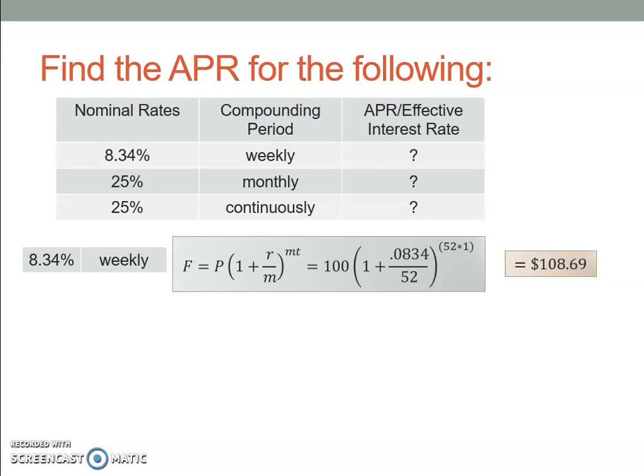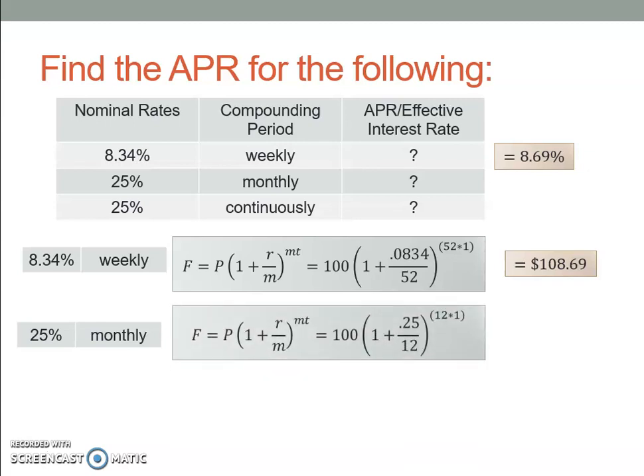If you do it correctly, that will say $108.69. Meaning my $100 will have an extra $8.69, which means my APR is 8.69%. So even if it's saying your nominal rate is 8.34%, you're really receiving 8.69% in interest, which is good. If it's a loan, that's bad, right? You're paying more.